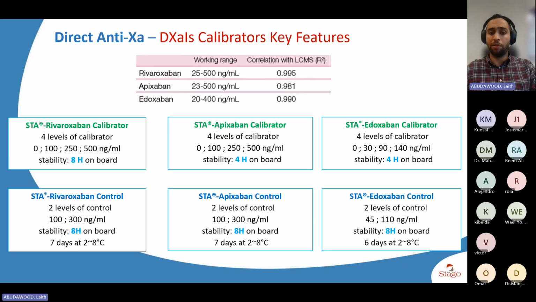7 days for rivaroxaban, 7 days for apixaban, and 6 days for edoxaban. So again, you will not have any issues with having to reconstitute every day, wasting your kit that you just used once over that day. So QCs also are very good in that part.